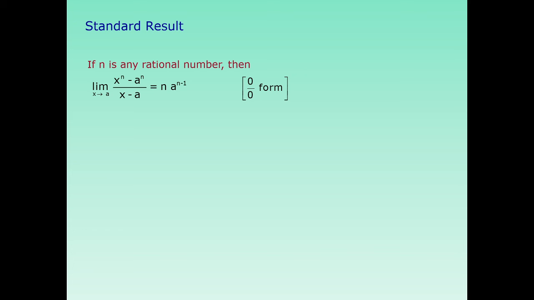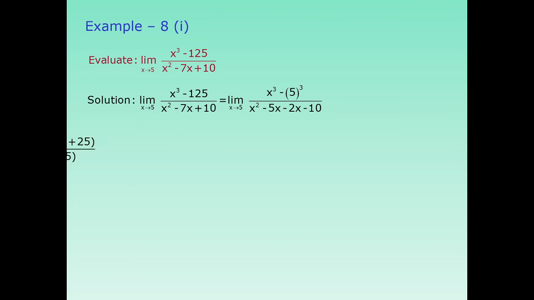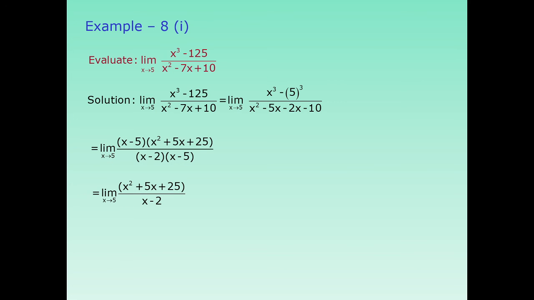Some standard result: if n is any rational number, then limit x tends to a of (x to the power n minus a to the power n) upon (x minus a) is n a to the power n minus 1. You can see this example. It's 0 by 0 form, so first we have to factorize. Now see, the factor x minus 5 gets cancelled. Now we substitute the limit, and we obtain the value.